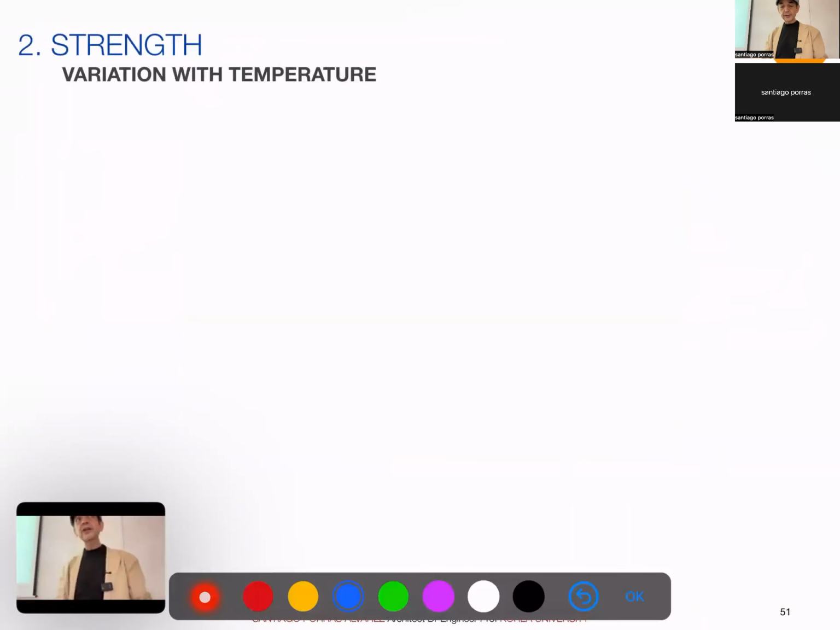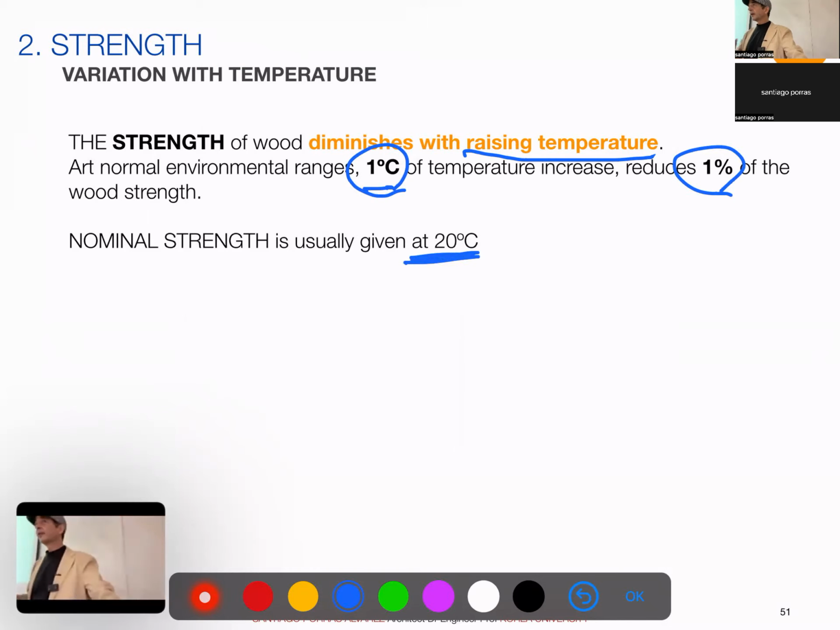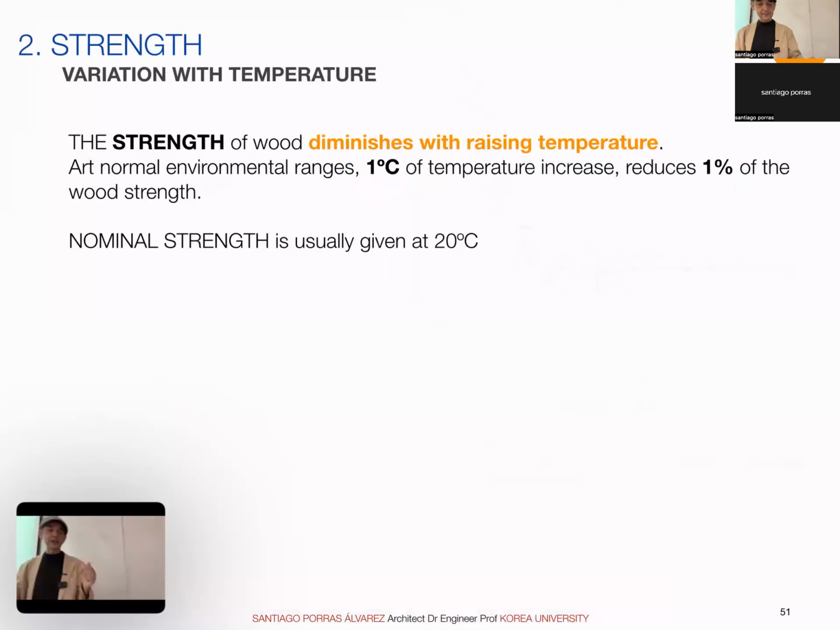Temperature is also important. So higher temperature makes the material softer. Think of plastics. This is in general a polymer. And we consider like 1 degree reduces 1% of the strength. And the nominal data is for 20 degrees. In temperate climates, it's not a big deal. But my hometown, for example, reaches over 40 degrees in summer, 40 to 43. So that means like 20% reduction in strength, right? So we have to be aware of that.